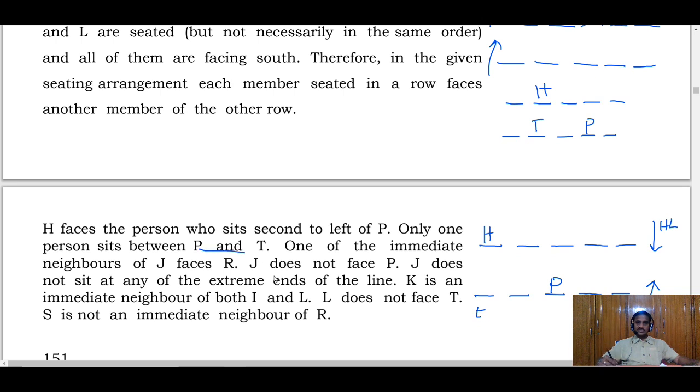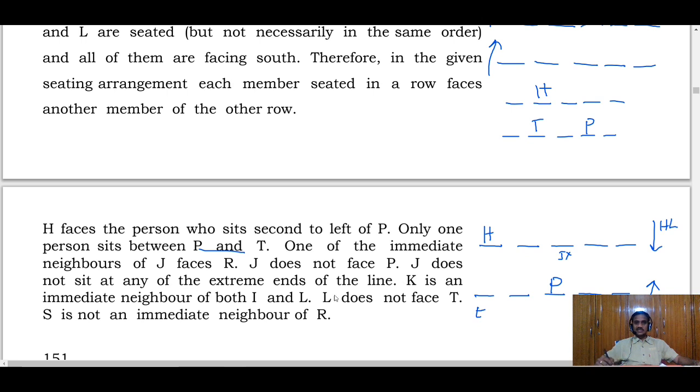One of the immediate neighbors of J faces R. If J is here, R is not here. If J is here, R is not in these two places. J does not face P. Now J does not face P, so J cannot be here, and R cannot be in these two places. So where J is, where can R be?